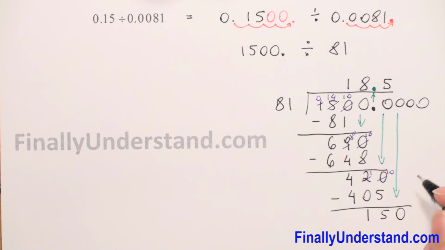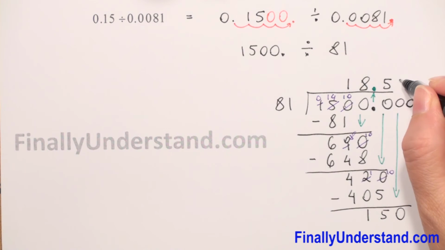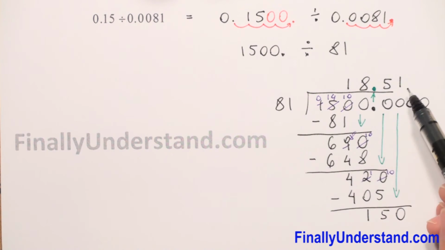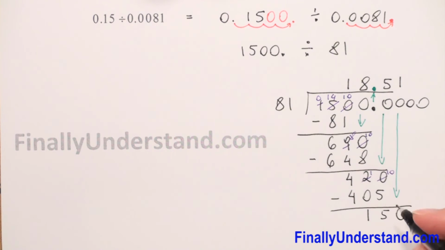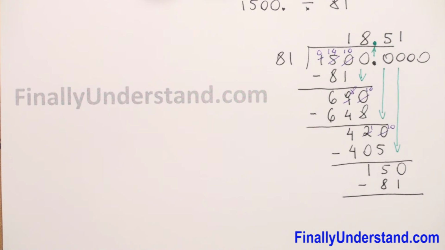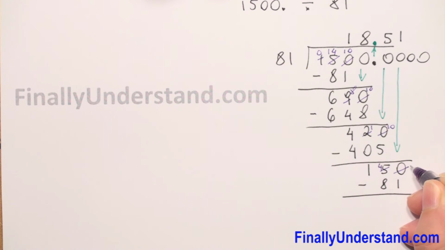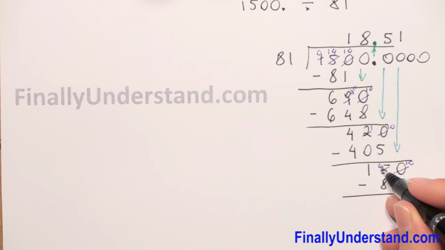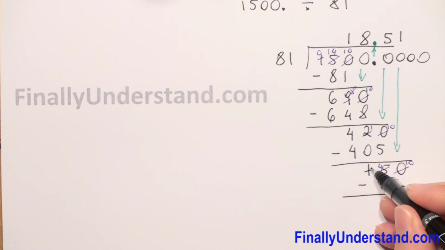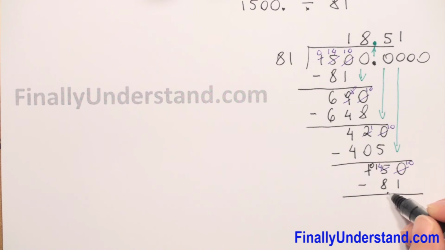So we have 150 divided by 81 is 1, and now 1 times 81 is 81, subtraction again. We have to borrow 1 from 5, so it will be 4, and we have at the end 10. 10 minus 1 is 9, we have to borrow 1 from 1, so it will be 0, and we have 14 minus 8 is 6. What next? We have to take the next digit down.